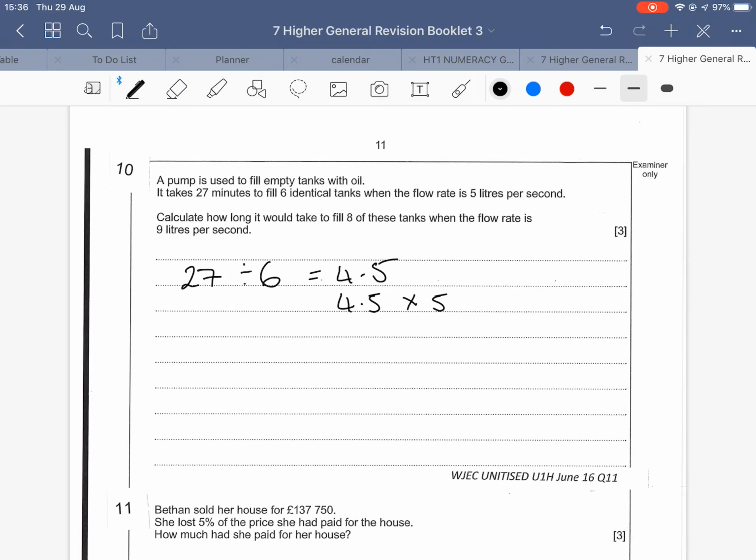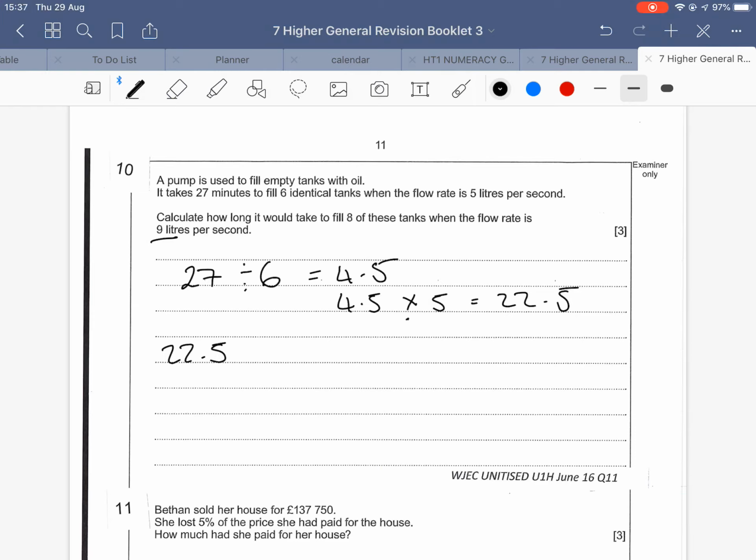Sorry. Times that by 5, which is 22.5. So calculate how long it will take 8 of these tanks. So we've just whittled this down to 1. Now we want to times that by 8. And then because it's 9 litres, we want to divide that. So look how I've done divide times. Now I'm going to do times divide.